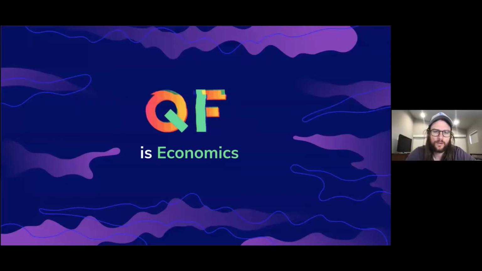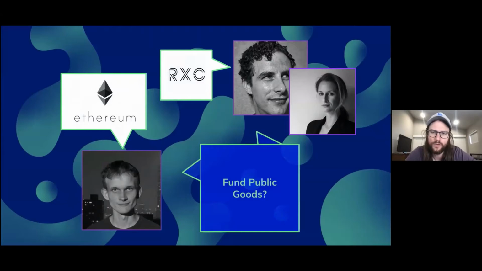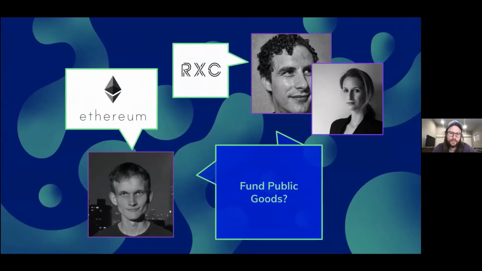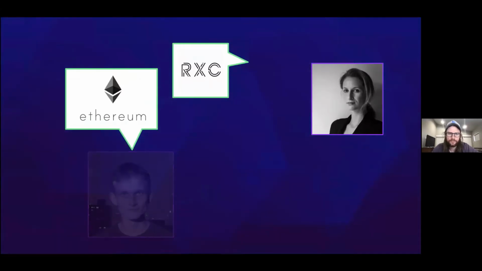I think quadratic funding is super powerful for bootstrapping blockchain ecosystems, and that's why we're going to talk about it today. The history of quadratic funding is that Vitalik Buterin, the founder of Ethereum, got together with Zoe Hitzig and Glen Weyl from the Radical Exchange community, and they talked about different ways to fund public goods in a post-industrial age. How do you fund public goods with a marketplace, as opposed to just with taxation? And they came up with this idea called quadratic funding.